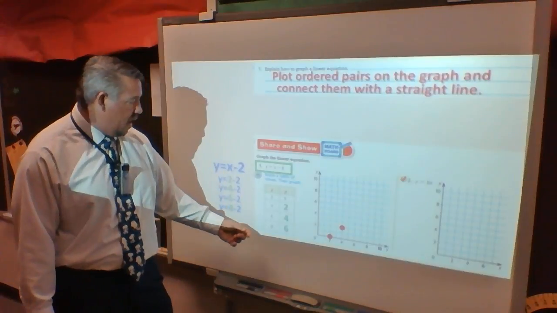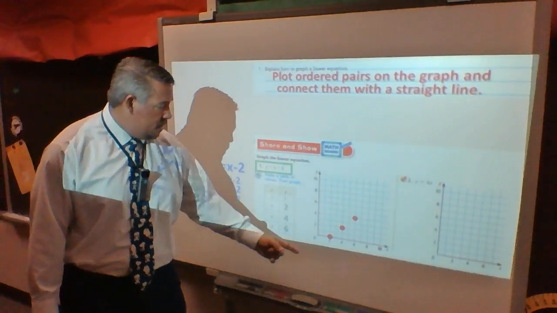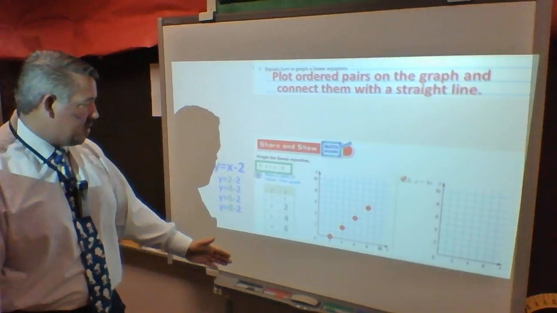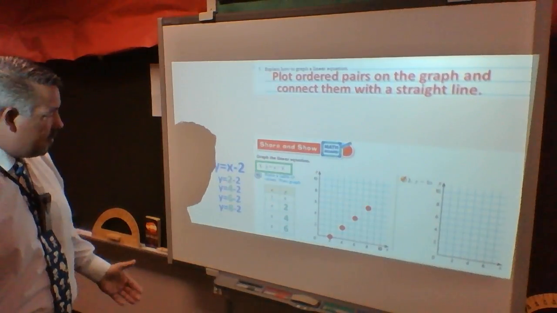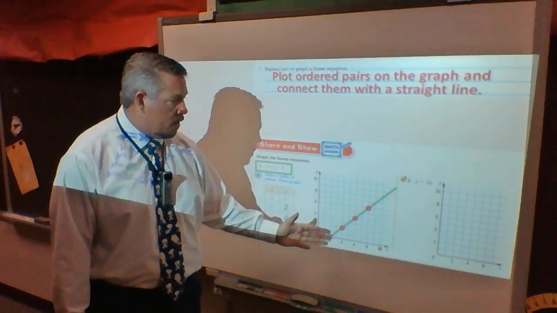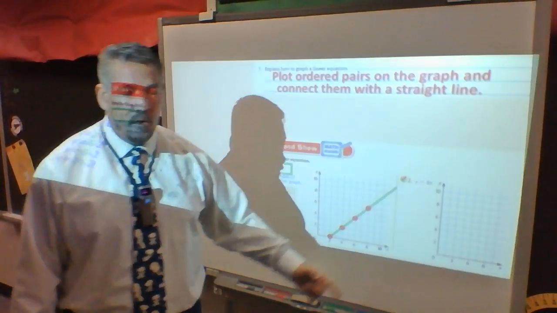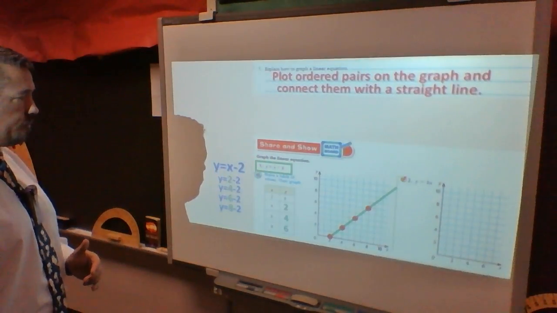And so as I plot those, 2 and 0 stays on the line, 4 and 2 goes up across the 2, 6 and 4, and then 8 and 6. And as I plot them, I can imagine that does make a straight line. So I simply draw my line from the first one, and then I go beyond the last one because it shows me all the other possibilities of answers that could fit into that linear equation.